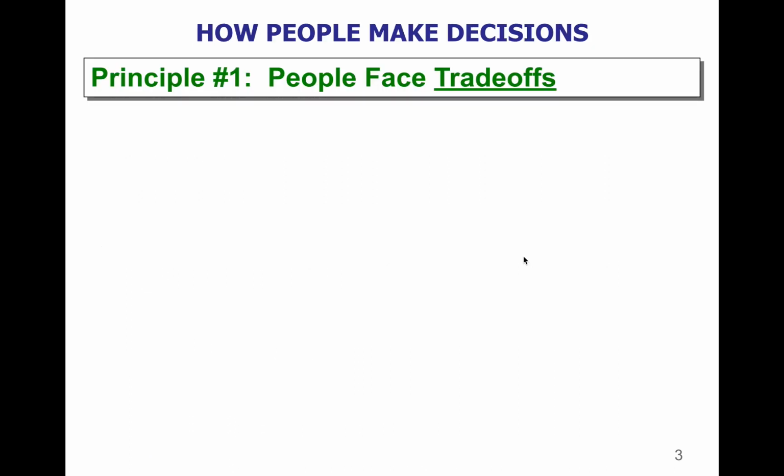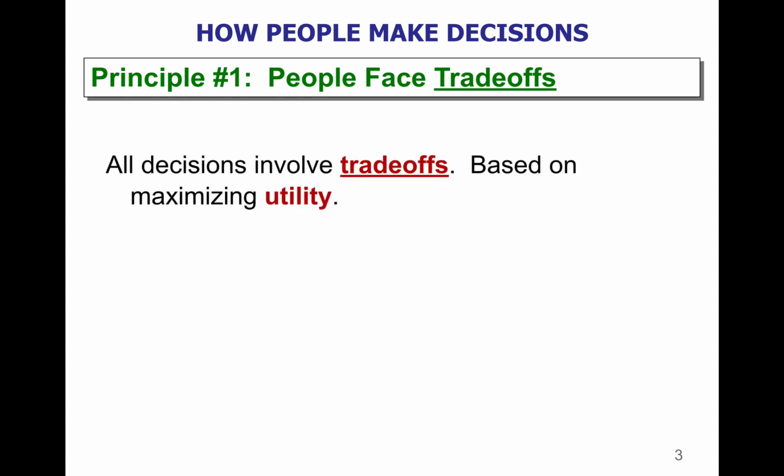The first principle of economics is that people face trade-offs. Because we all make decisions and we're making them constantly, every decision involves a trade-off, because we can't have all of the things we want. So when we opt for our first choice, then we don't get choices 2, 3, and 4.